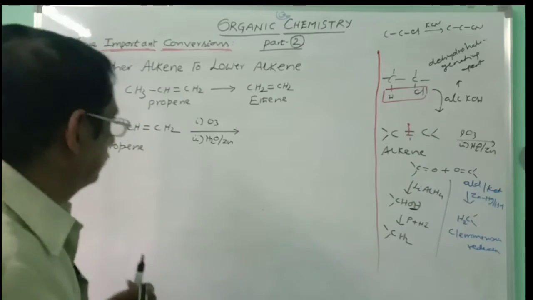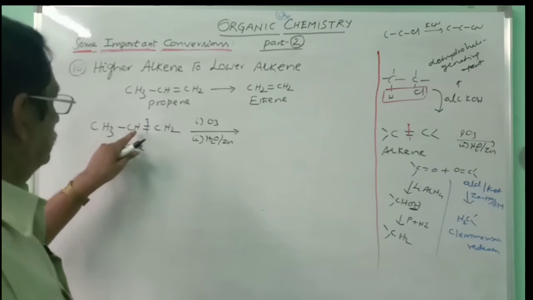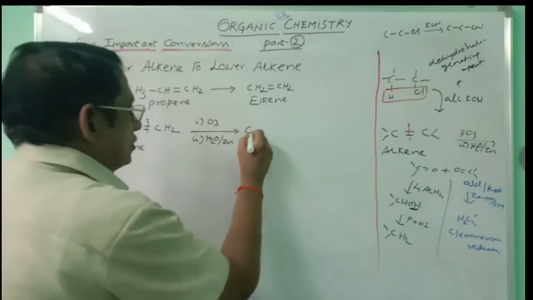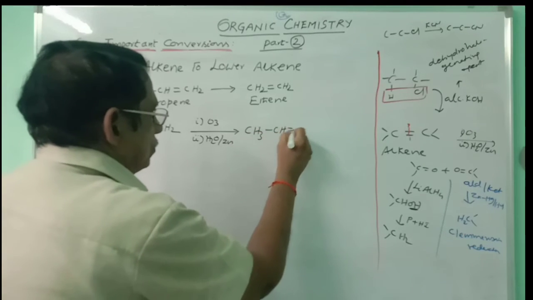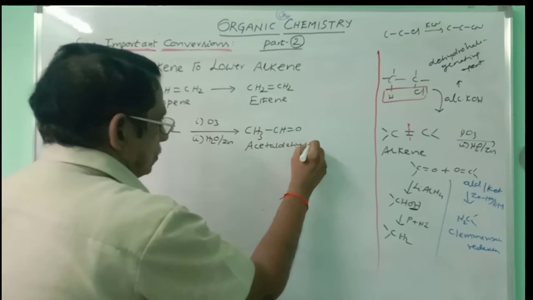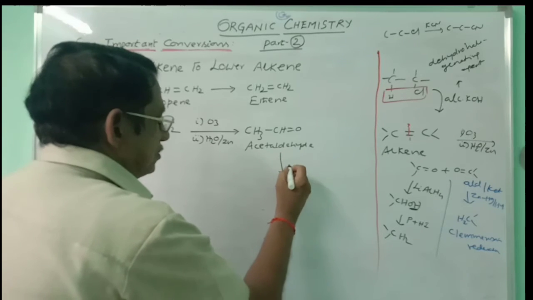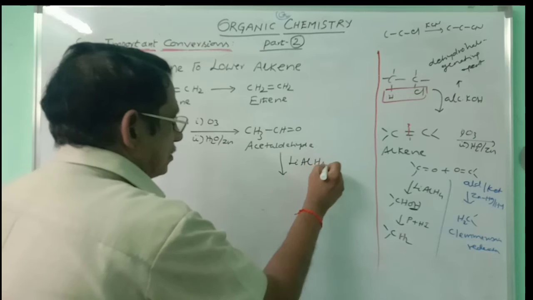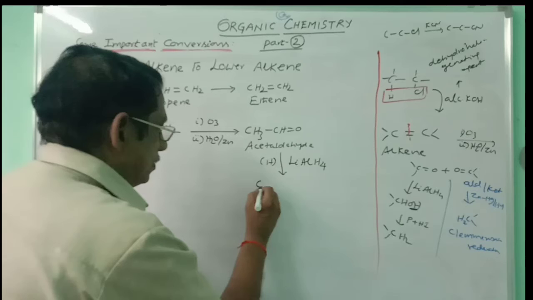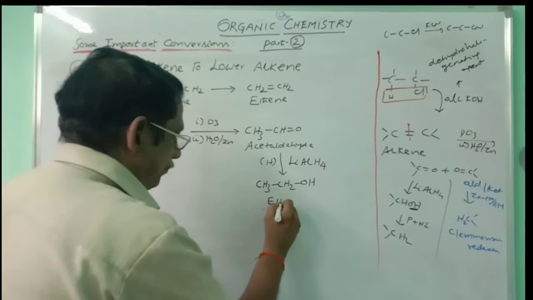By ozonolysis here, breakage at the double bond will be taking place here. This will be converted to CH2=O, formaldehyde. And so you will get here CH3CH=O, main product, that is acetaldehyde. Later, this is treated with lithium aluminum hydride reduction. Aldehyde will be converted into primary alcohol, CH3CH2OH, that is ethanol.